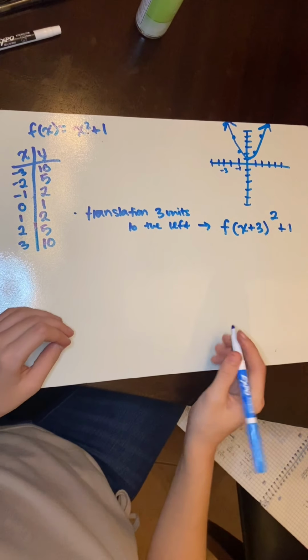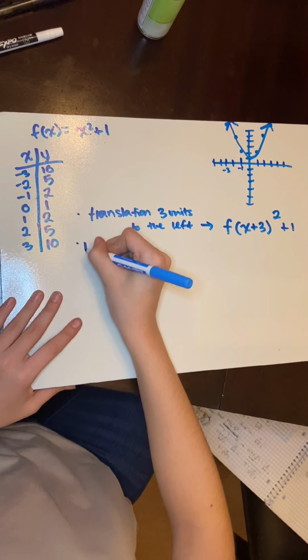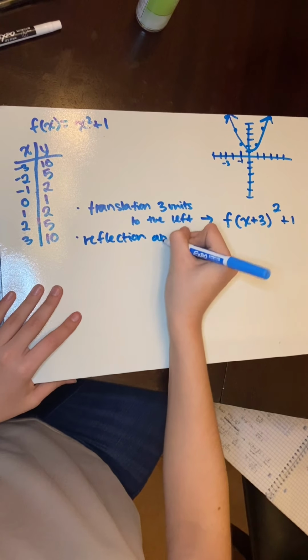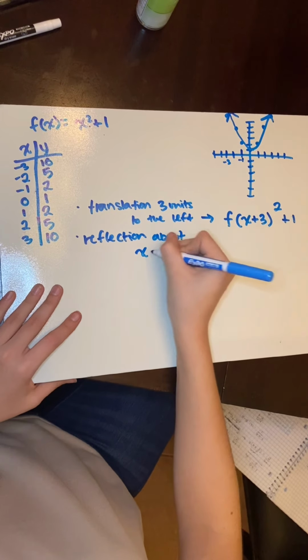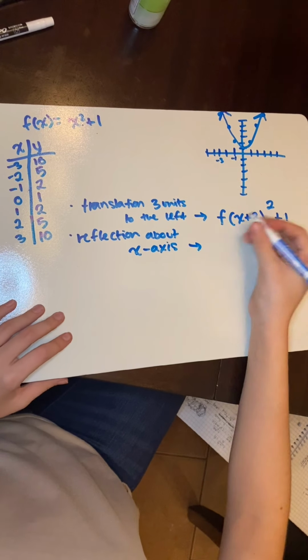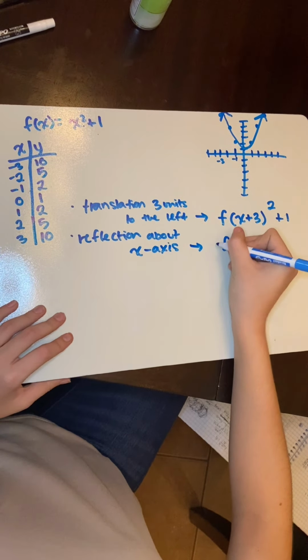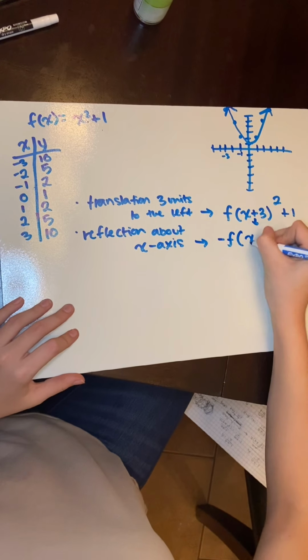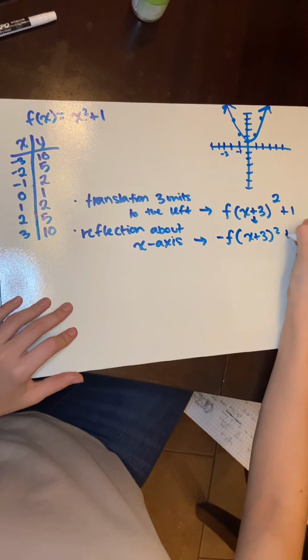It's also asking us to do the reflection about the x-axis, which will give us the fact that f is turning negative. You're going to bring down whatever you got from here, x plus 3 squared plus 1.